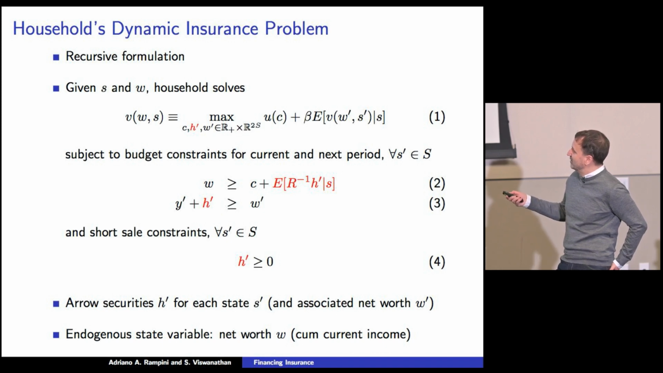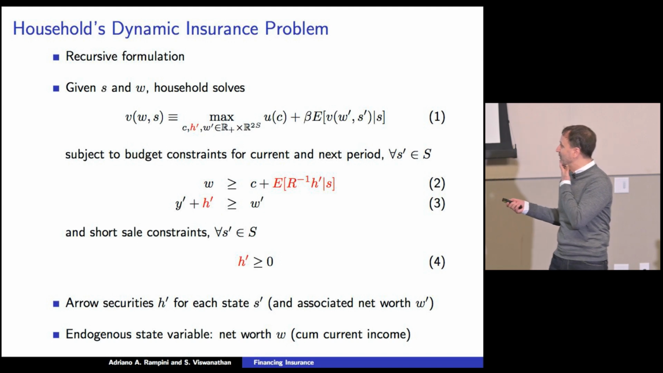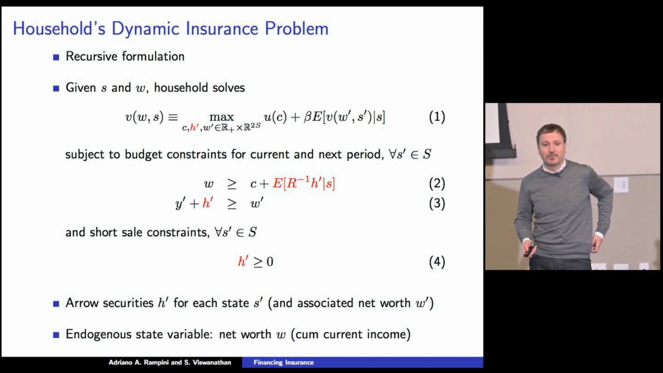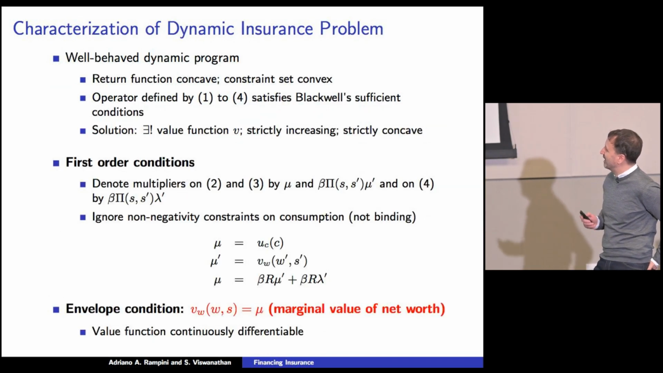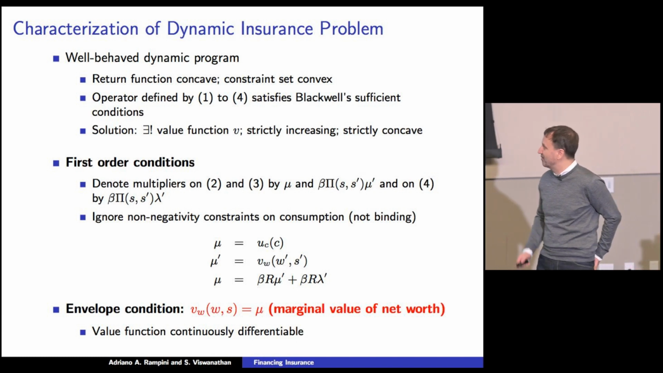And the collateral constraints here, with no collateral, are short sale constraints. You can only buy these claims, you can't sell them. Okay, so that's the model. Net worth is the endogenous state variable, and that's what I'm going to start out by characterizing. All right, so the model is well behaved, that's terrific. V sub W is going to be the marginal value of net worth. That'll show up later.